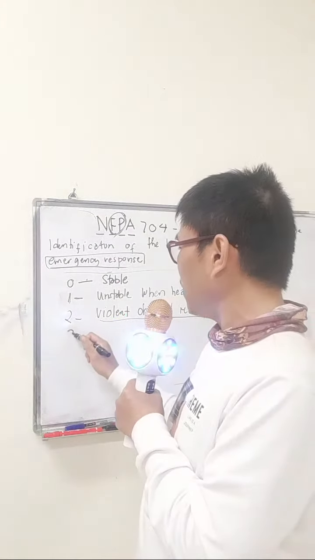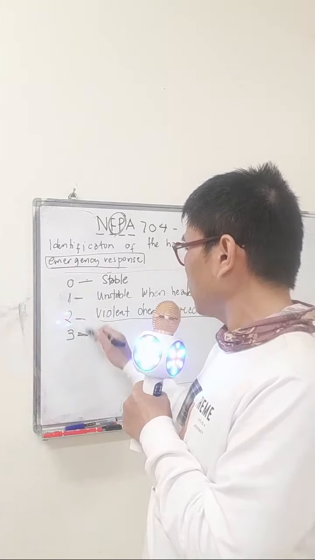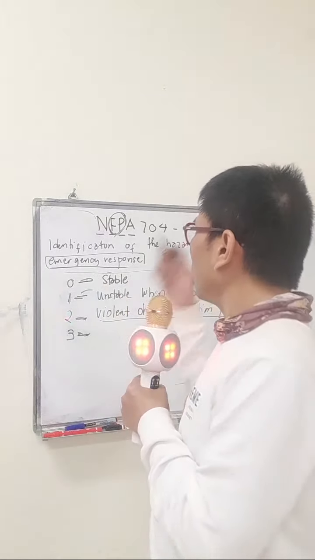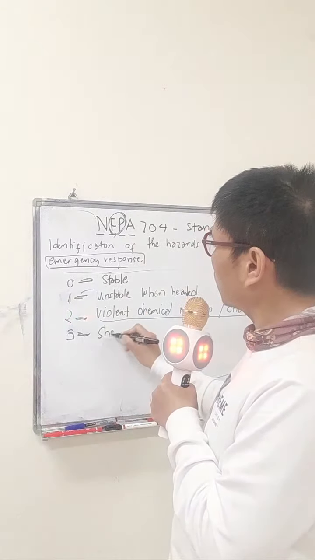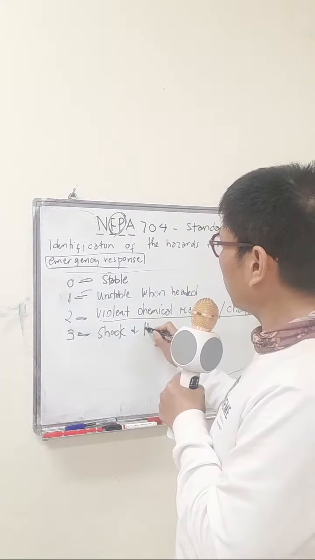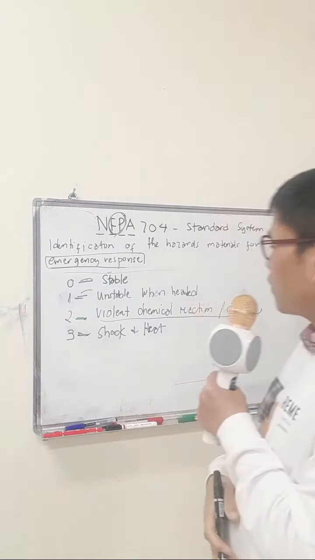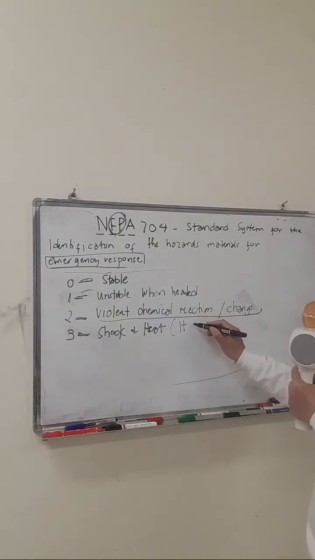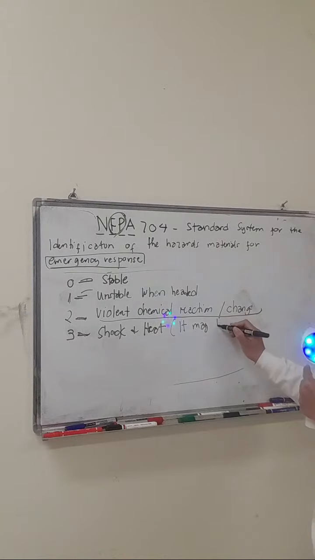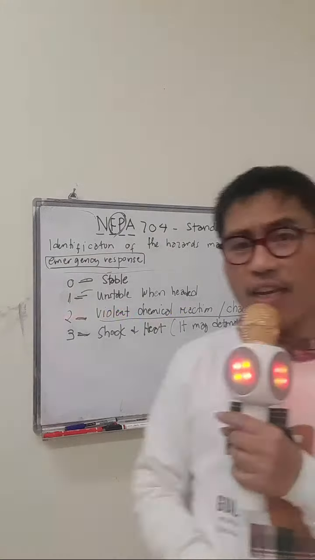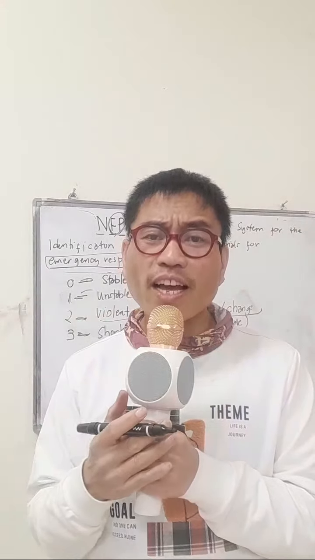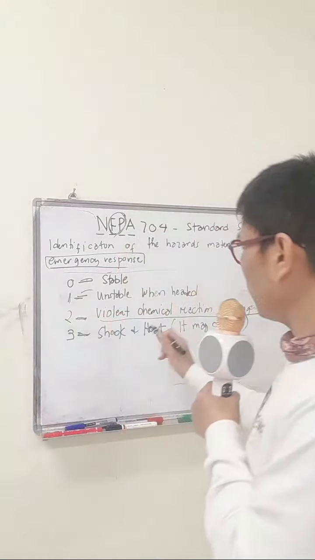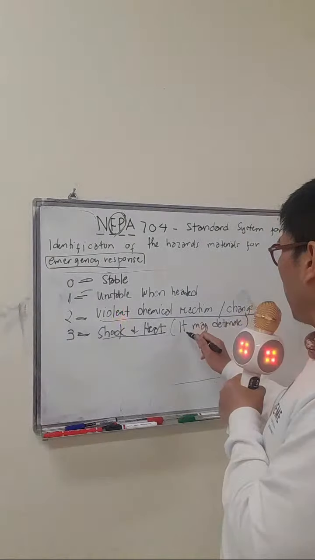Number 3 is shock and heat may detonate. Meaning if there's a presence of shock, electric shock, and heat, it may detonate. What is detonate? This is another term for explosion. Detonate and explode are just the same term. Detonation and explosion have the same meaning. So if there's a shock and there's heat, then it may detonate.